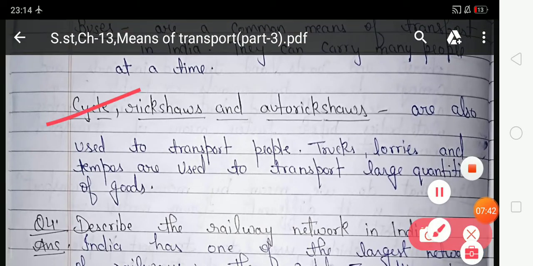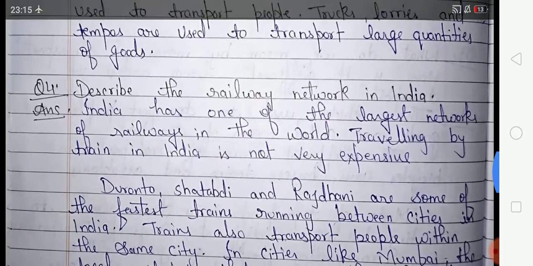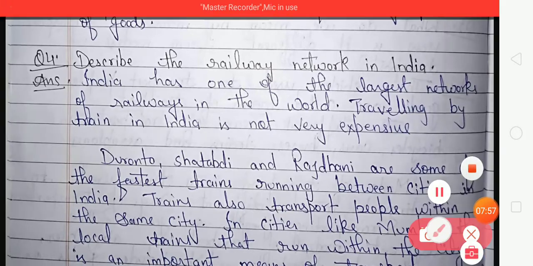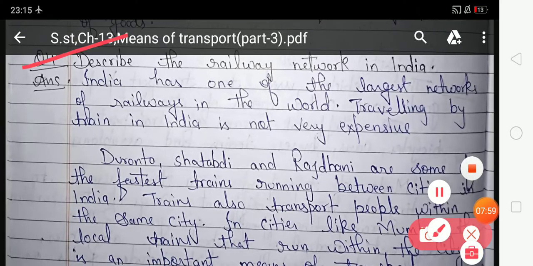Cycle rickshaws and auto rickshaws are also used to transport people. Trucks, lorries and tempos are used to transport large quantities of goods. So now look at the next, that is question number 4. Describe the railway network in India.